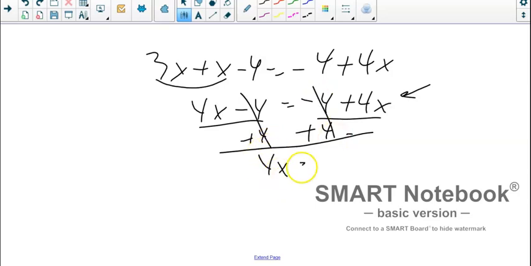That gives me 4x equals 4x. Again, a true statement. I could stop if I wanted to. I could go further though and divide by 4 and get x equals x. Again, a true statement.